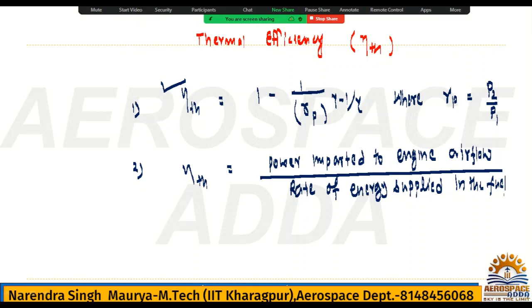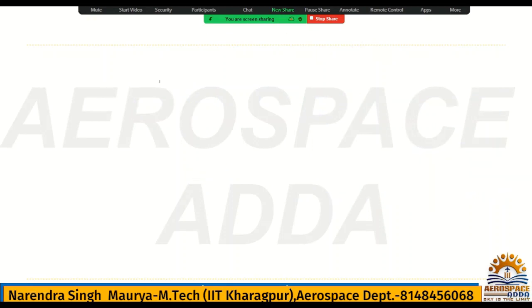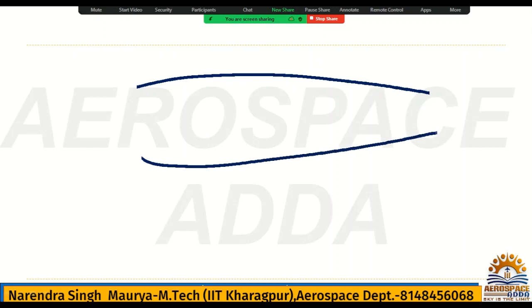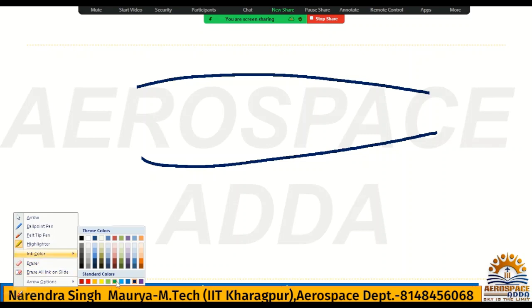Just like the propulsive efficiency formula was output thrust power divided by propulsive power, yes or no? Similarly here, thermal efficiency is power imparted to the engine airflow divided by rate of energy supplied in the fuel. So if this is the engine of the aircraft, I can consider these 2 points here.